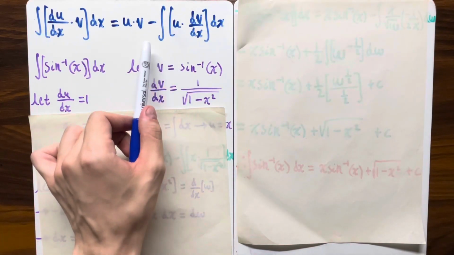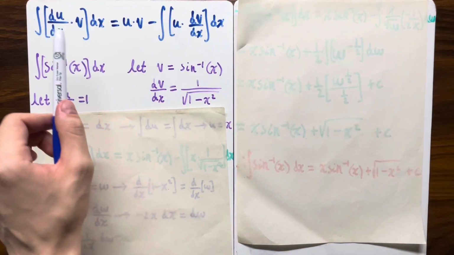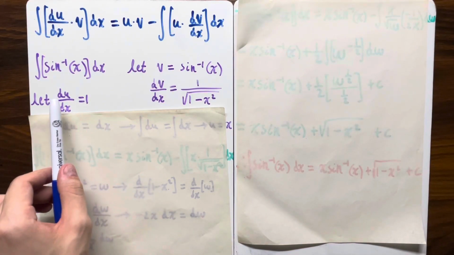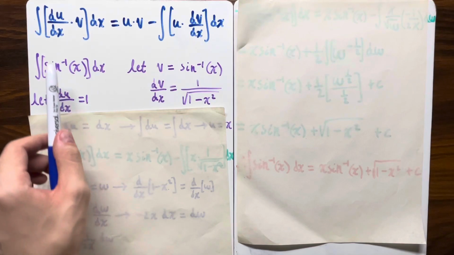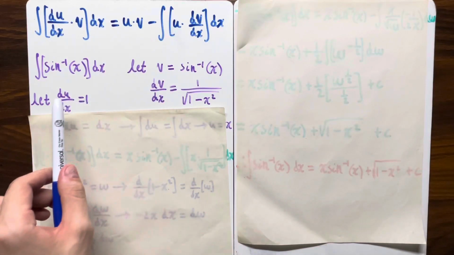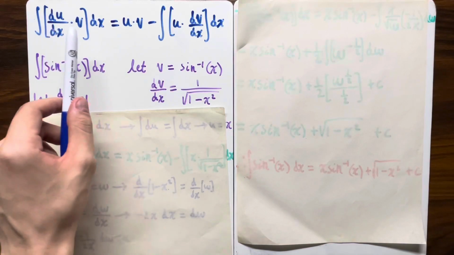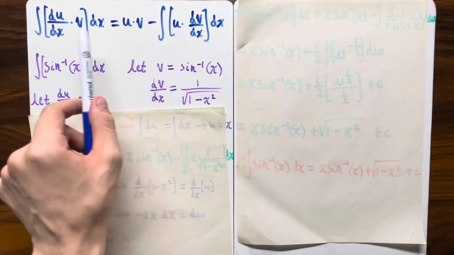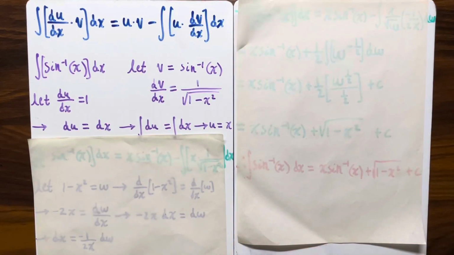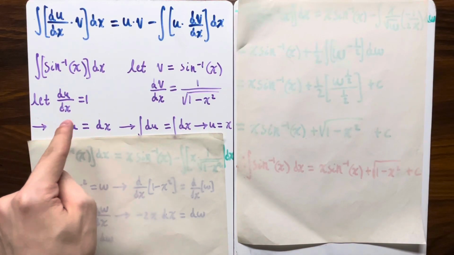So the next thing to do is to figure out what is the u and what is the du dx. Well, if we want to figure out the integral of sine inverse of x, we must let du dx equal 1, because plugging it into the formula, du dx is 1, v is sine inverse of x. Well, 1 times sine inverse of x, that's the integral of sine inverse of x. So that's the setup for the beginning. So we know what du dx is, and now we can figure out what is u. Multiplying both sides of this equation by dx, we get that du is equal to dx.